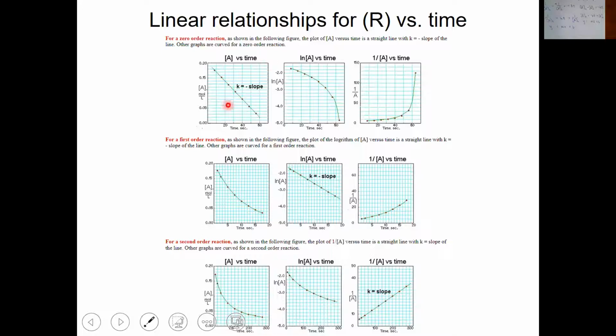So if you plot concentration versus time and you get a straight line, it means your reaction is 0 order. If you plot ln of concentration of reactants versus time and you get a line, it means your reaction is 1st order. If you plot 1 over concentration of reactants versus time and you get a straight line, it means your reaction is 2nd order. So it's common to be presented graphical data and you have to determine the order of the reaction based on the graph. You need to pay attention to the y-axis.